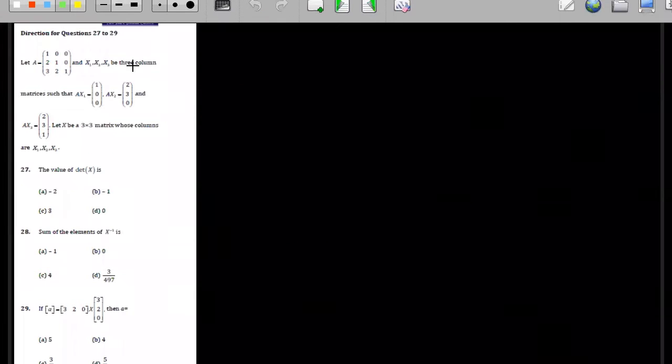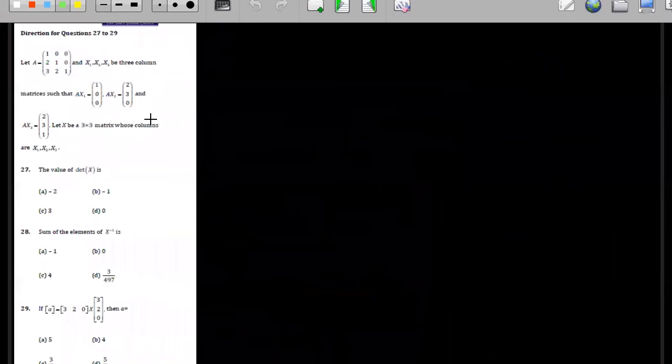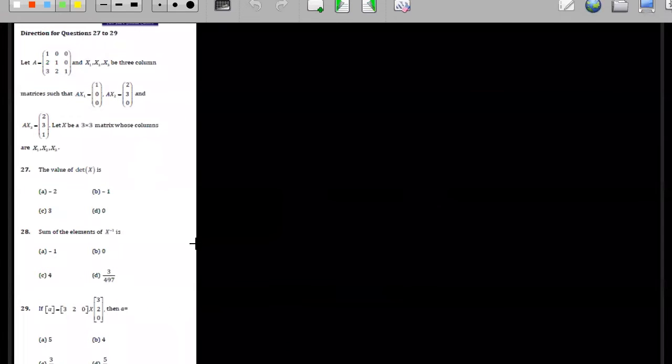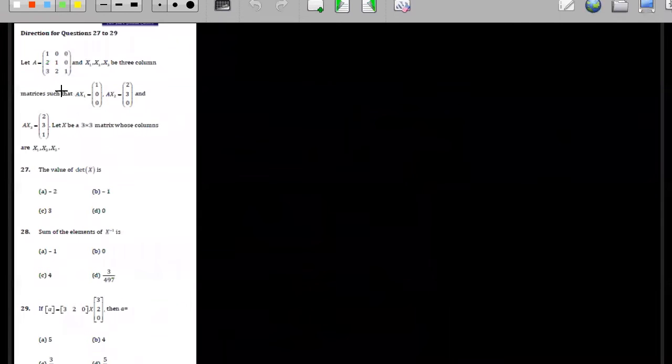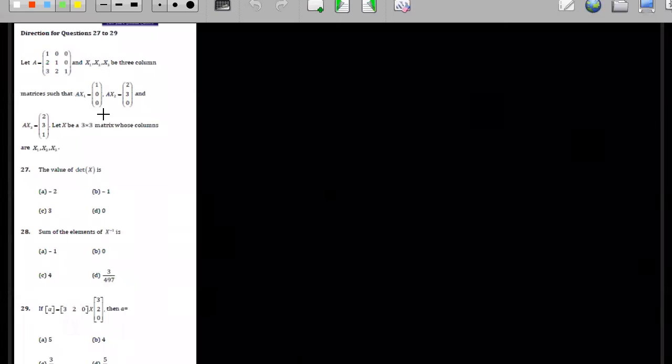Now this was question 27 to 29, the question which was asked. Was there any mistake? Okay, let's see. You must have tried this one also, so let's try it. They have asked that x1, x2, x3 are 3 column matrices.